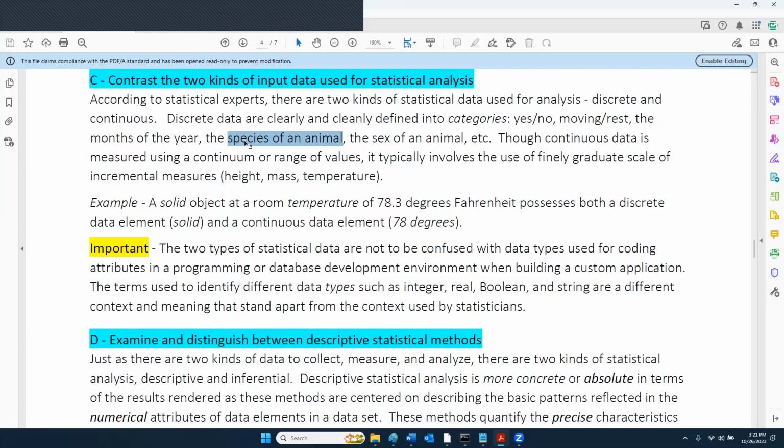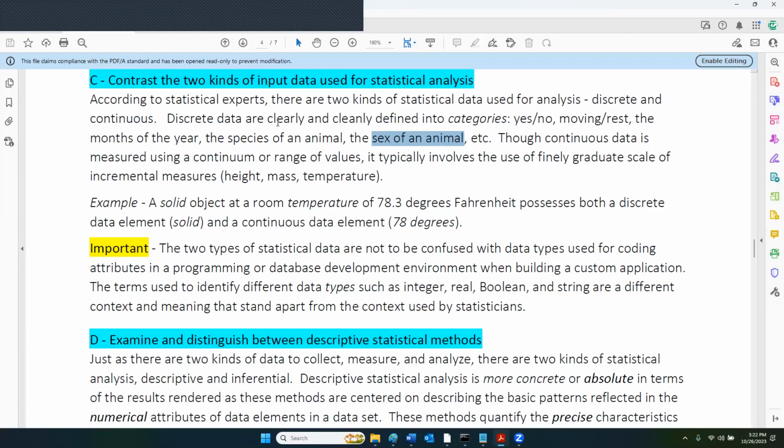There might be different breeds of dog, but when you're talking about a domesticated dog versus a fox, those are two different animals, right? And they can't breed in nature because they're different, right? So it's a class or a category. The sex of an animal, normally male and female, right?